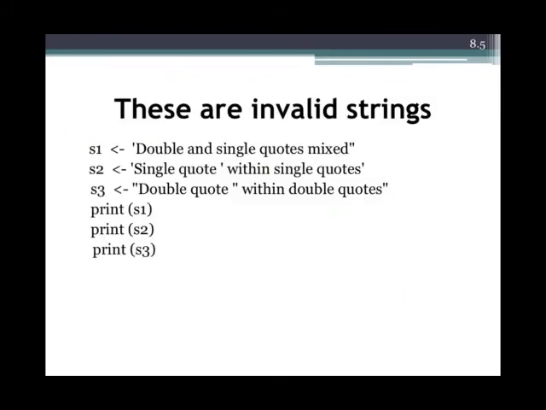Now we have a few examples of invalid strings. For instance, S1 starts with a single quote and ends with a double quote, which is wrong. S2 has a single quote within a single quoted string. So the machine will take the single quote as a string and give us an error for the rest of the characters. And in S3, we have a double quote within a double quoted string, which again the compiler will not be able to interpret correctly.